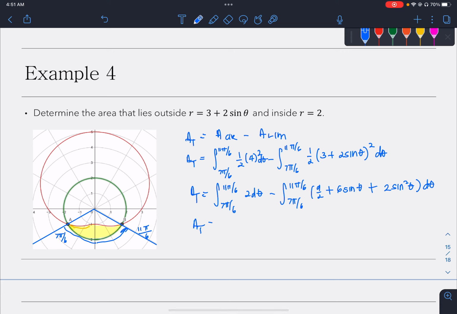Then combining, I'll just combine. So from 7 pi over 6 to 11 pi all over 6. So 2 minus 9 all over 2, that is the same as 4 minus 9, which is negative 5 over 2, then plus 6 sine theta. And then the same as what I did before. So 2 sine squared theta. So sine squared theta is 1.